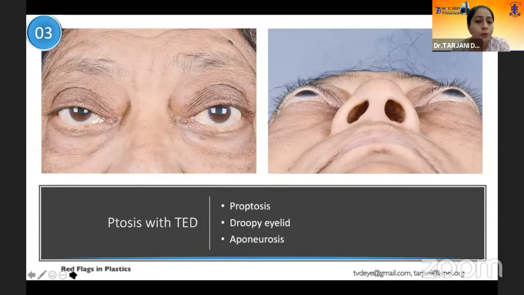So what do you do when you see ptosis? This is a lady who has bilateral proptosis. You can see that from the worm's eye view here. But along with that, she has this ptosis. So do you investigate a patient like this, or what do you do?